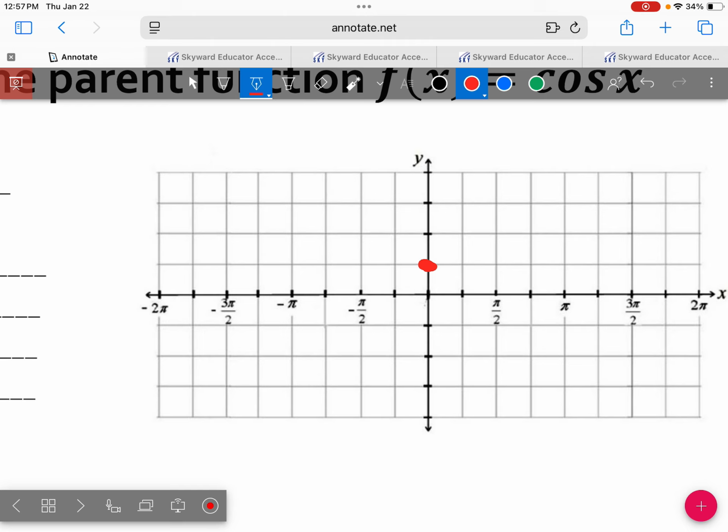Then I want you to go to pi over 2, which is the top. What is the cosine of pi over 2? 0. And then the cosine of pi is -1. The cosine of 3 pi over 2 is 0. Oops, yeah. And then the cosine at 2 pi is 1.